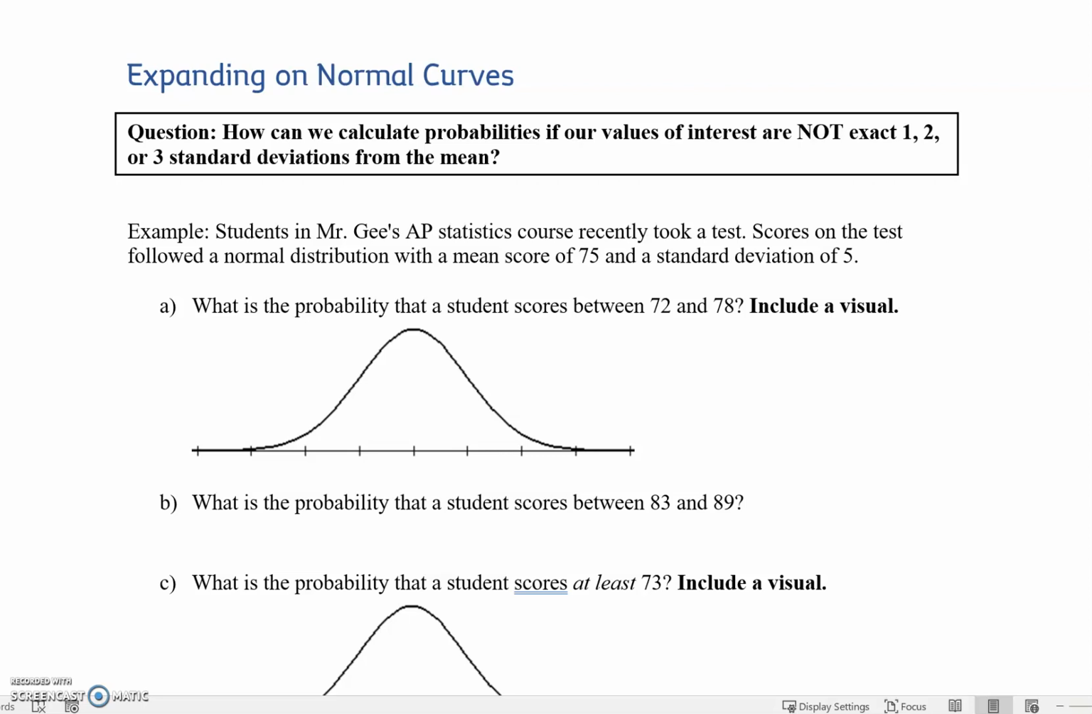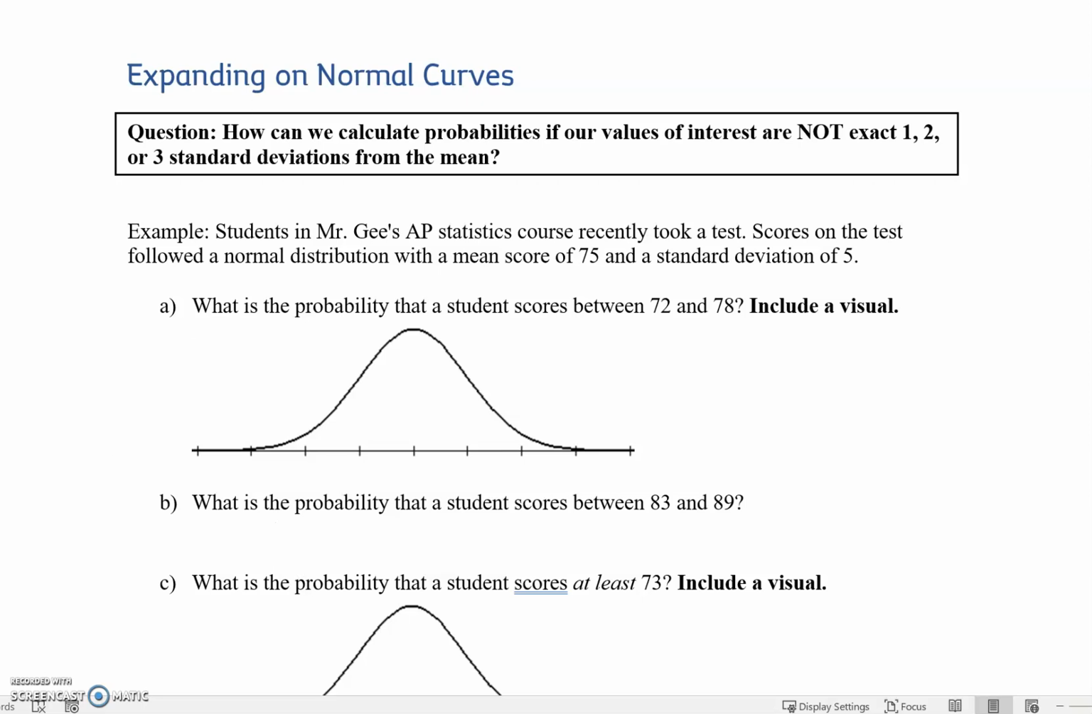Okay, the main question is, how can we calculate probabilities if our values of interest, our particular data points, are not exactly 1, 2, or 3 standard deviations from the mean? If they are exactly 1, 2, or 3 standard deviations, of course we can use our empirical rule, the 68, 95, 99.7 rule, to help us out. But there are going to be plenty of situations where that's not the case, right? Not everything is going to fit in that nice little box.